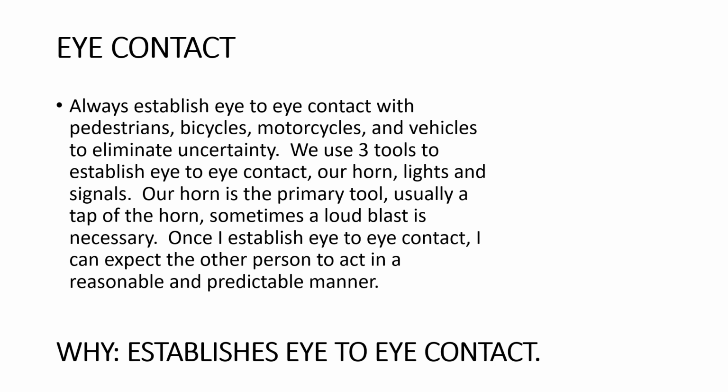Eye contact. Always establish eye-to-eye contact with pedestrians, bicycles, motorcycles, and vehicles to eliminate uncertainty. We use 3 tools to establish eye-to-eye contact: our horn, lights, and signals. Our horn is the primary tool. Usually a tap of the horn, sometimes a loud blast, is necessary. Once I establish eye-to-eye contact, I can expect the other person to act in a reasonable and predictable manner. Why? Establishes eye-to-eye contact.